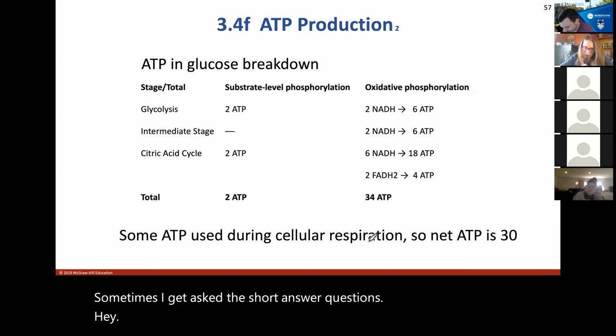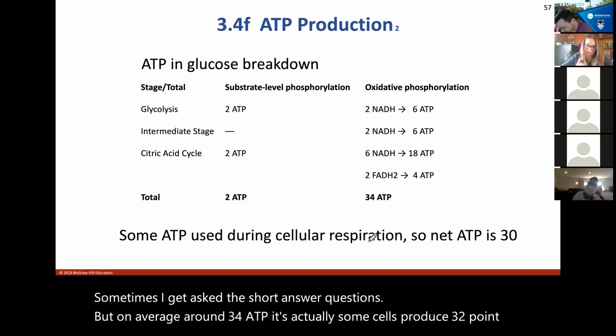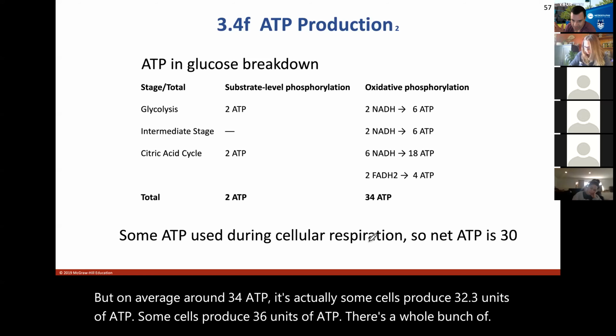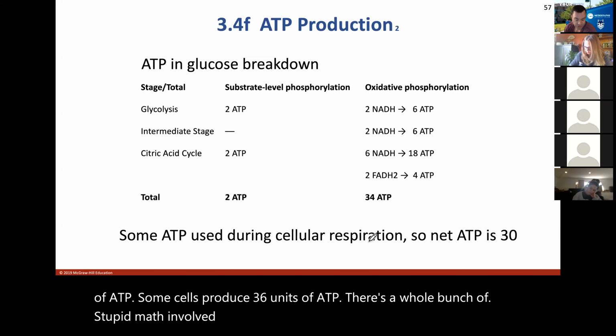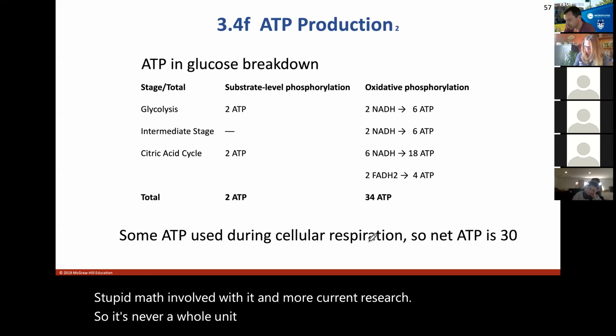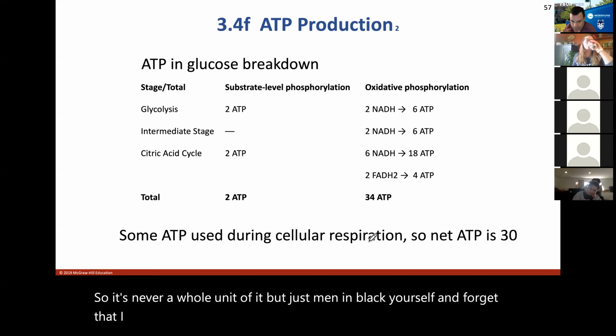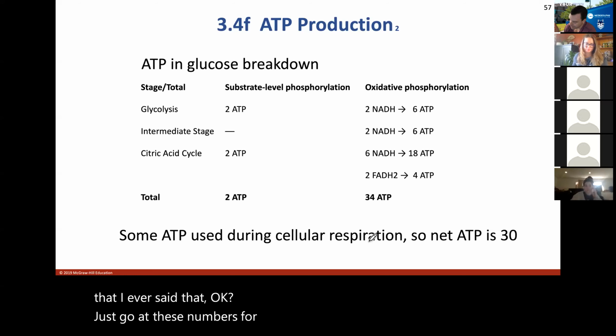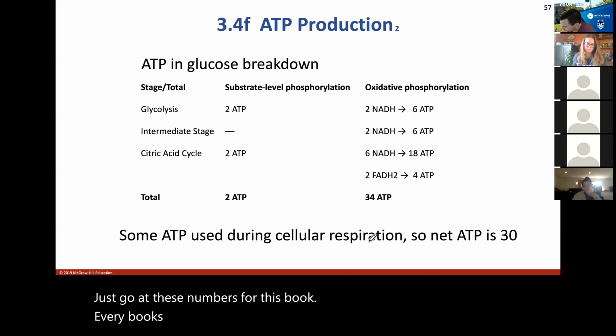But on average, around 34 ATP. It's actually like some cells produce 32.3 units of ATP. Some cells produce 36 units of ATP. There's a whole bunch of stupid math involved with it and more current research. So it's never a whole unit of it, but just Men in Black yourself and forget that I ever said that. Okay. Just go with these numbers for this book. Every book's different. I apologize.